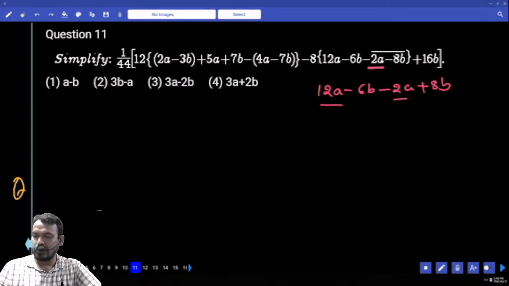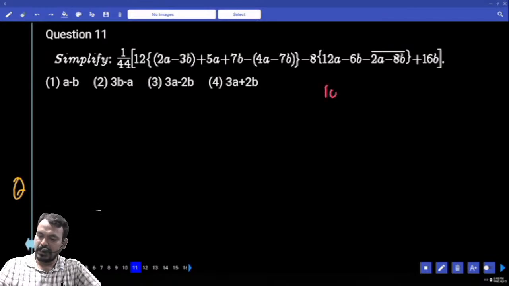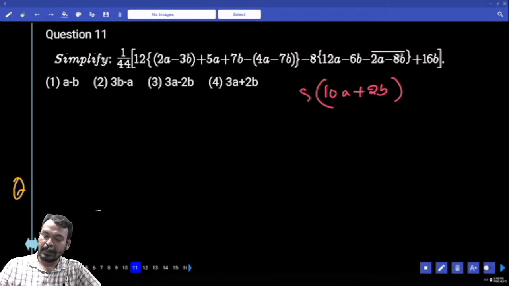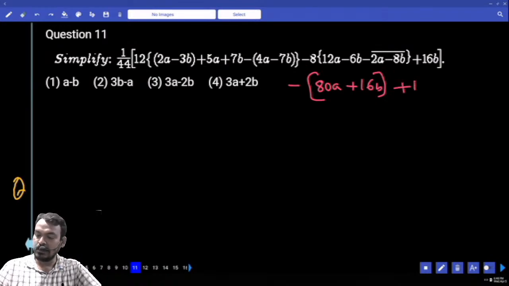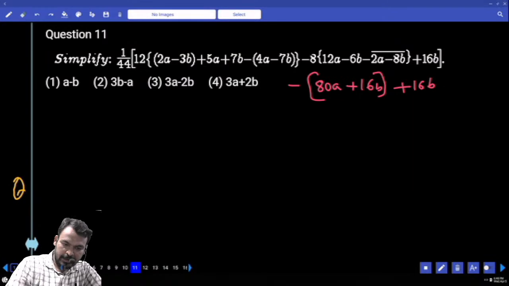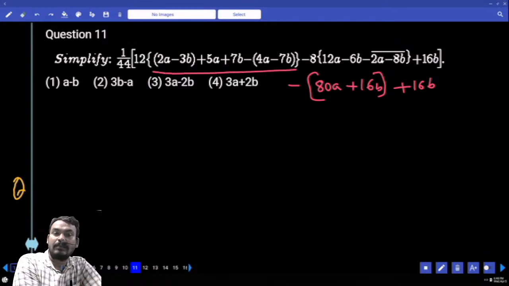What is the difference between 12A and 2A? 10A. Minus 6B plus 8B is plus 2B. This one we write 10A plus 2B. Into how much value? 8. 8 into 10, 80A. 8 into 2B, 16B. This one we write 80A plus 16B. But it is minus half, so plus how much value? 16B.